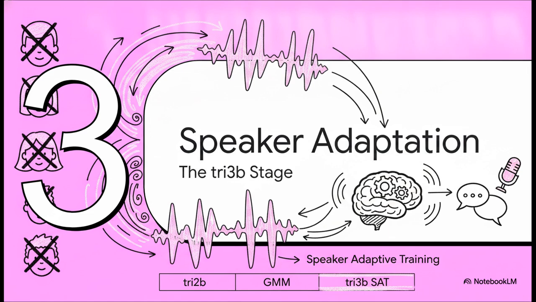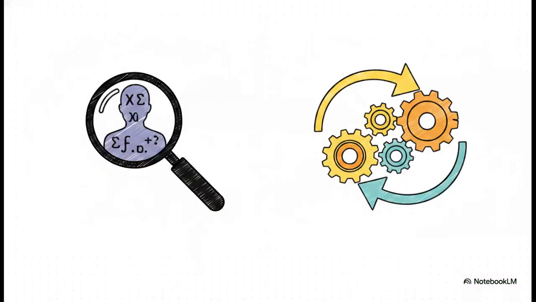All right, section 3, speaker adaptive training. Let's see how we stop our GMM from wasting its capacity on speaker traits. Even though our Tri2B features are amazing, the GMM is still wasting half its computational brainpower trying to figure out if the speaker is male, female, or a child, instead of focusing on the actual words.